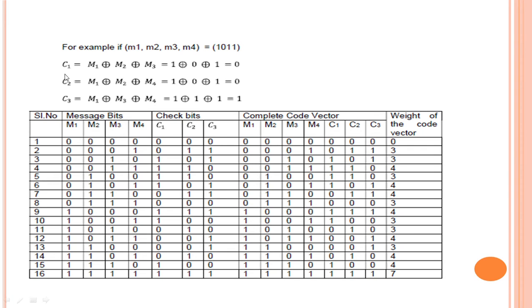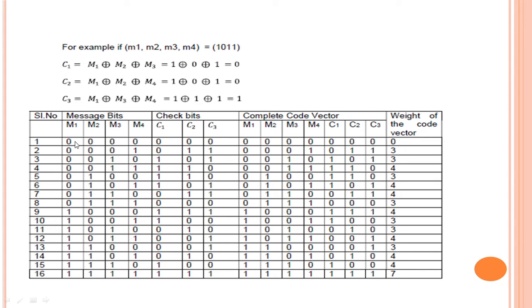So from the equation we got the check matrix. Check bit C1 is given by M1 modulo-2 added with M2 modulo-2 added with M3, and C2 we obtained as M1 modulo-2 with M2 modulo-2 with M4, and C3 will be M1 modulo-2 with M3 modulo-2 with M4. So with the help of these equations we can generate the check bits for the 16 message vectors.